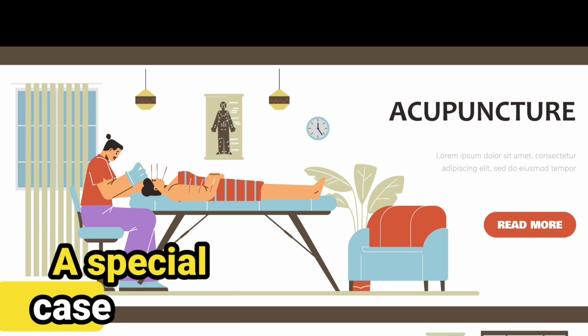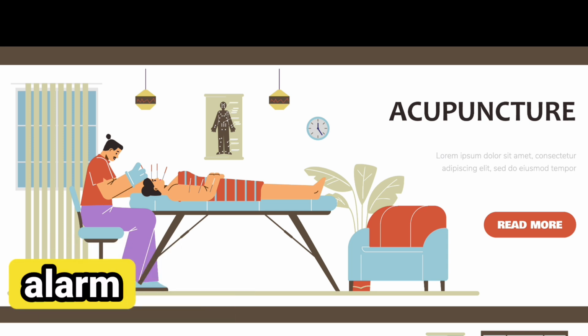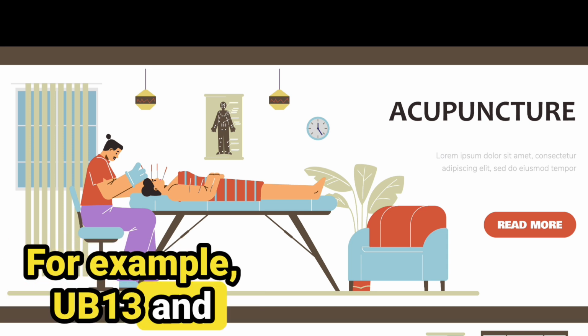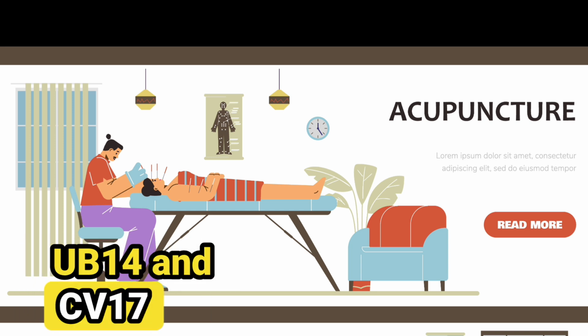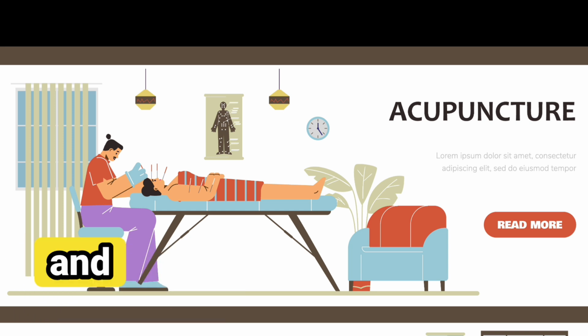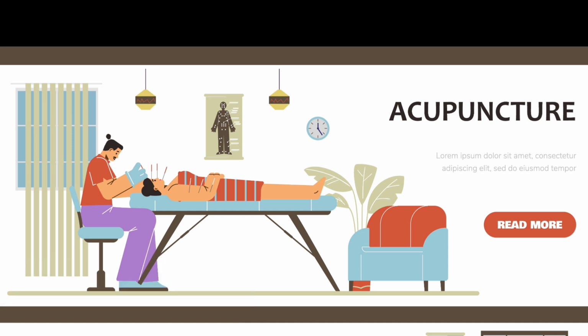A special case of this is the combination of back shu points and alarm points. For example, UB13 and Lung 1 for bronchitis, UB14 and CV17 for chest pain, and UB15 and CV14 for palpitations.